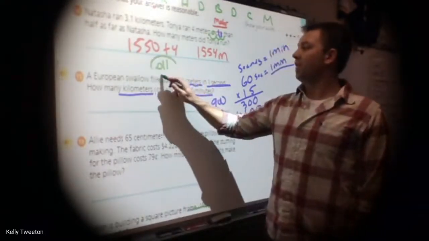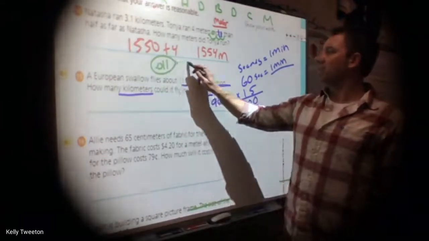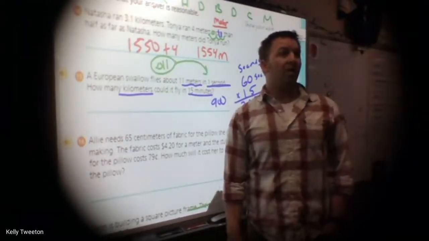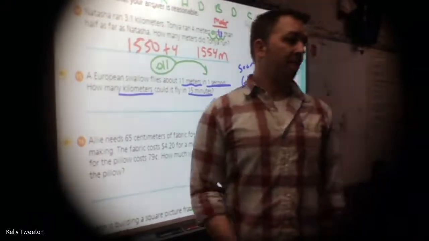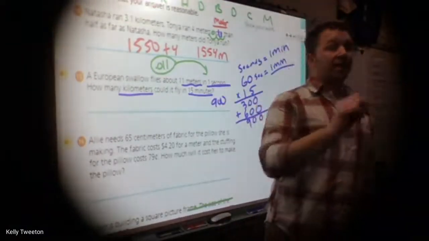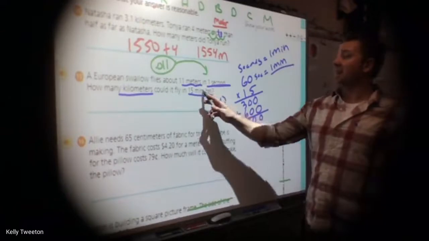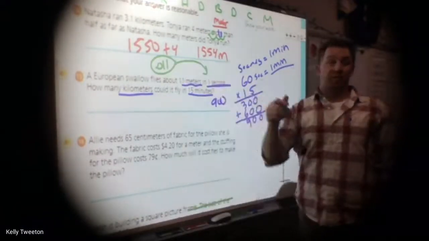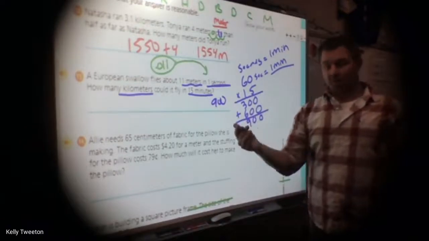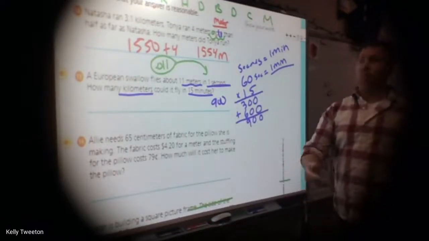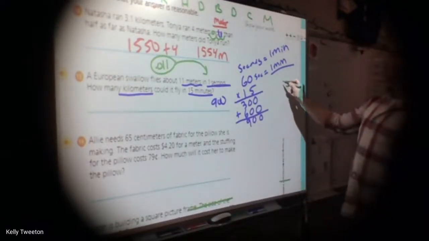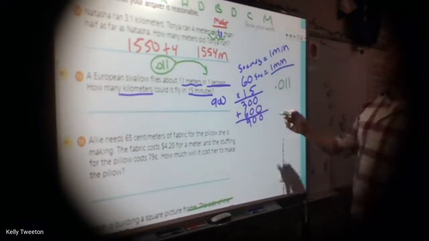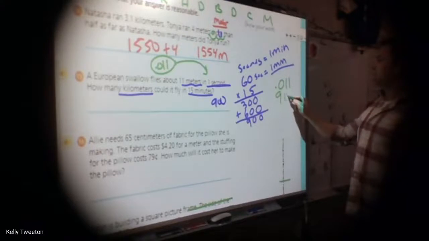But this is how far that European swallow flew in 1 second. I don't want it in 1 second. How long do I want it in? Let's see. How about Riley? Right, 15 minutes, which was 900 times larger. So what I'm going to do with that amount is multiply those two. Like I said, there are many different ways we could have done this one. So if I have 0.011, taking that times 900.